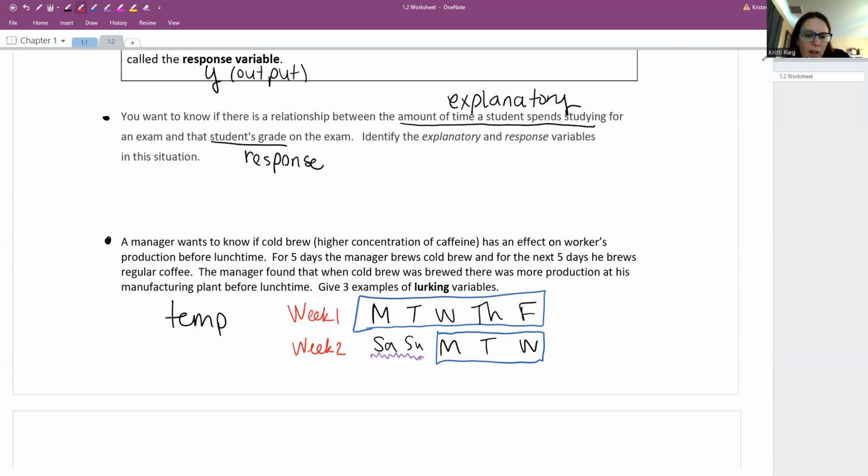So as you saw, I kind of just made up some scenarios. It doesn't list any of this temperature or which employees are in the question. I just kind of made them up. But keep that in mind and make up your own for the third example. See if you can find a third example of a lurking variable. That means something else that's contributing to the results besides the explanatory variable, type of coffee, and the response variable, production. What other thing besides the type of coffee could be contributing?